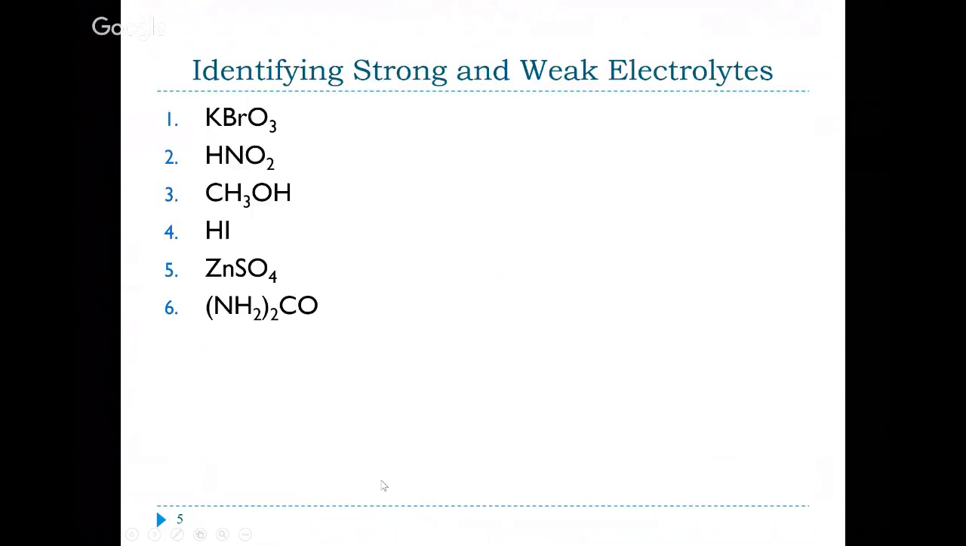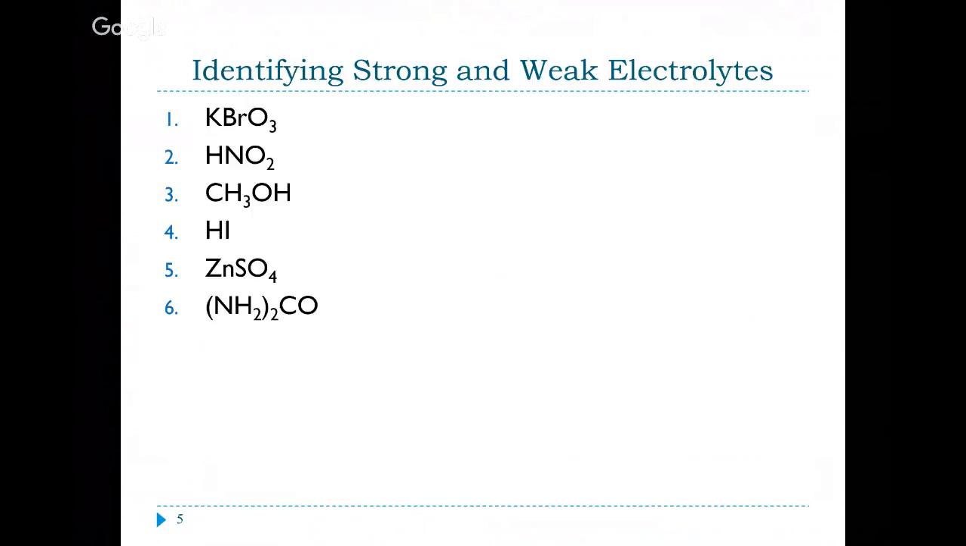We look at our strong acid list and see that, yes, it is on there, so it is a strong electrolyte. Zinc sulfate is a soluble compound. We can split apart the zinc from the sulfate, so this would be a strong electrolyte. Once again, here is the chemical formula for urea. I see a whole bunch of nonmetals bonded together. It is not going to dissociate or separate into ions in water, therefore it would be considered a non-electrolyte.